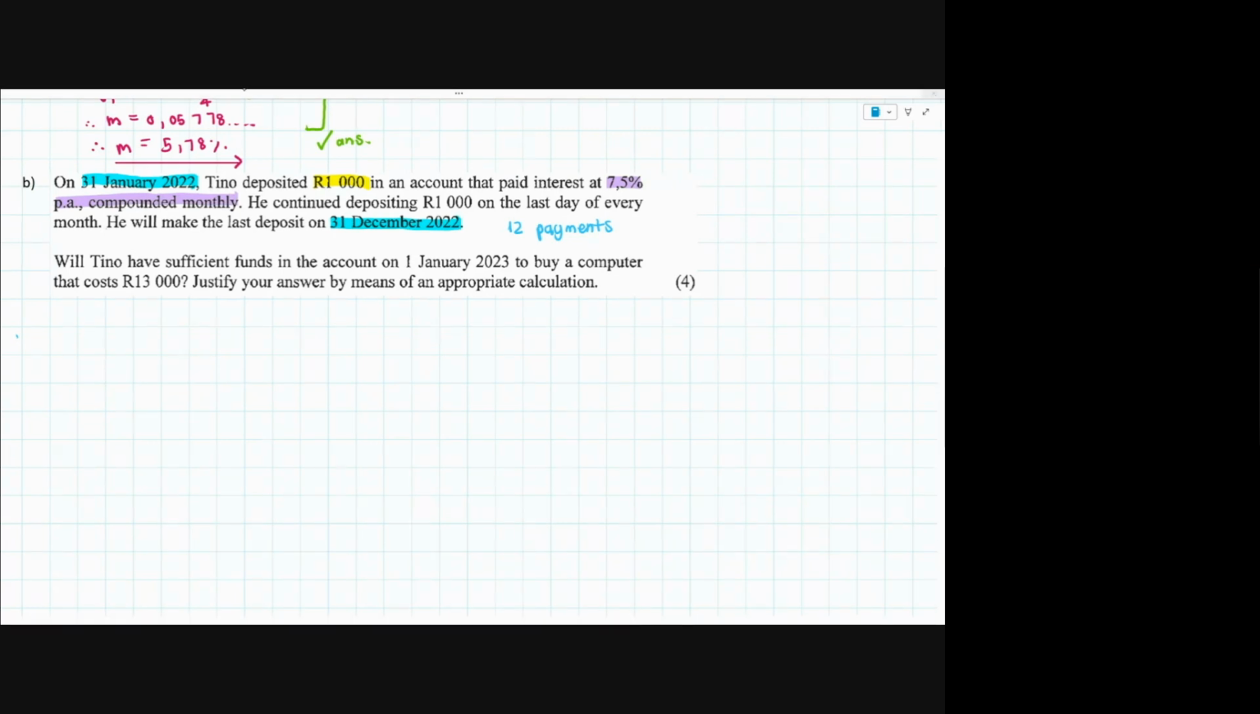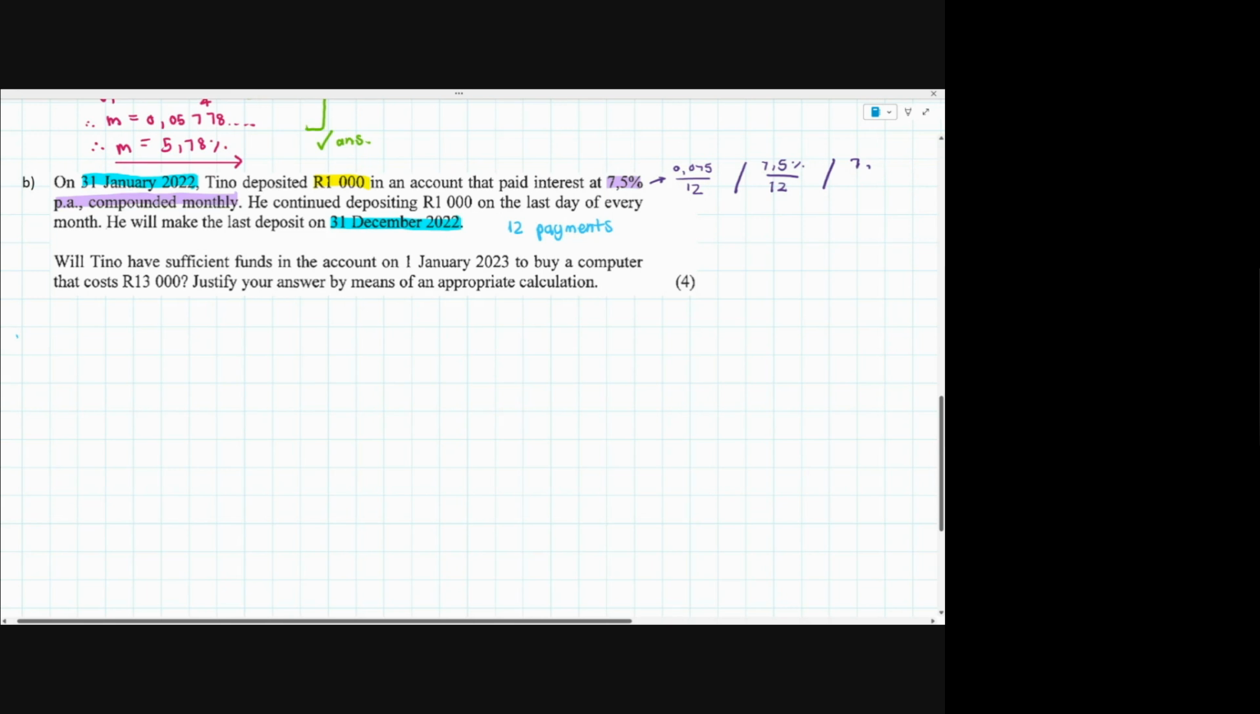So what that means for us is that we will need to take that 7.5% and divide it by 12. Now, how you choose to write this is up to you. I always just write it as a decimal. That's my preference. So that's 7.5% divided by 12. You could just write it as 7.5% over 12. It's another way to write it.